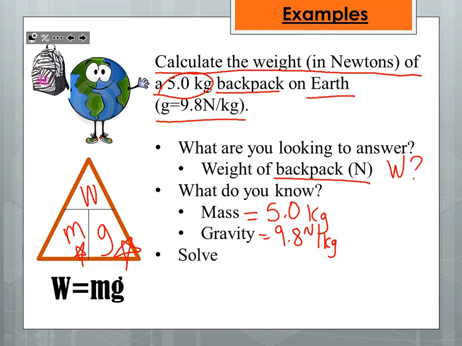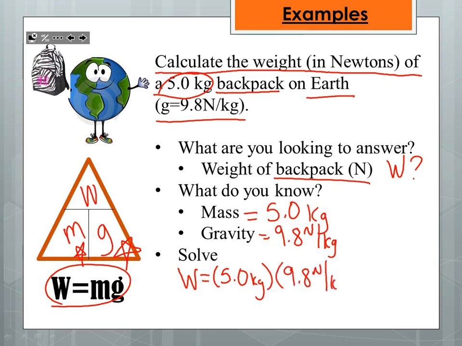So now I can solve. I've got everything I need for the equation weight equals mass times gravity. I plug in the variables: mass is 5.0 kilograms times gravity, which is 9.8 newtons per kilogram. First I make sure I look at my units. I've got kilograms in my numerator and kilograms in my denominator, so those two cancel out. Then I get my calculator: 5.0 times 9.8, because those parentheses tell me to multiply. So the weight of my backpack is 49 newtons on Earth.